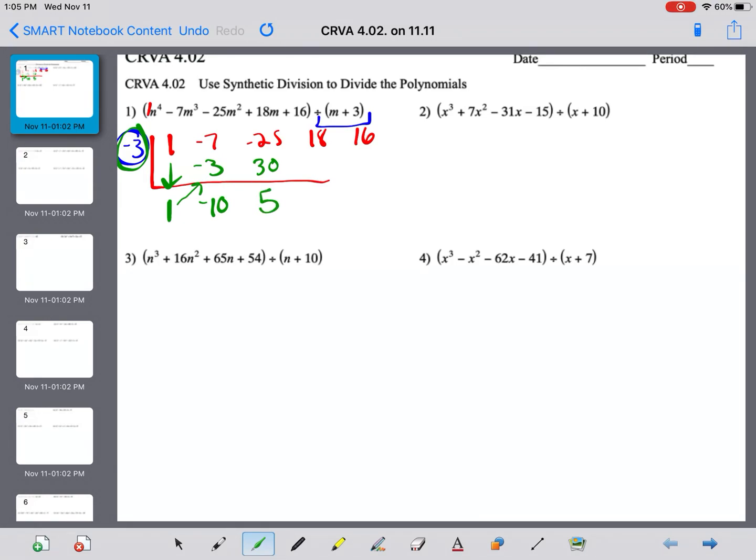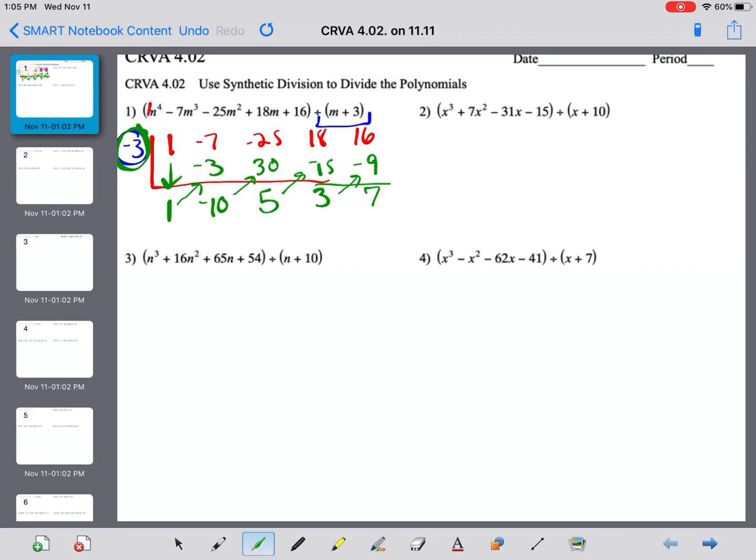Multiply diagonally. You don't have to put those arrows in, but I'm just kind of showing. 5 times negative 3 is negative 15. Add together, 18 plus negative 15 is 3. Then we take 3 times our multiplier of negative 3, you get negative 9. And now you add. And now we are done with the division machine, folks.